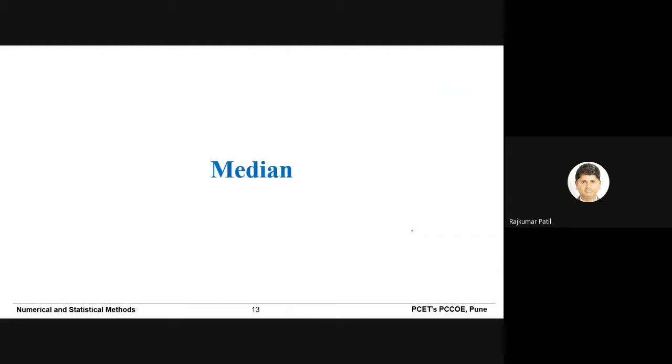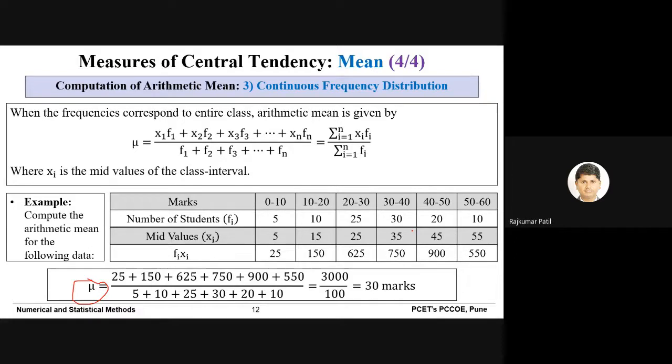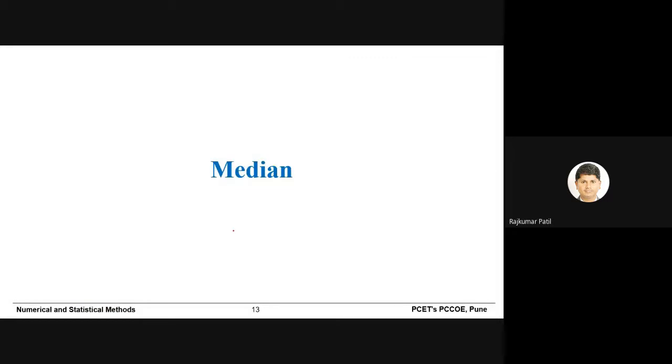Okay, so these are the 3 types of arithmetic mean, where individual observation, discrete frequency distribution and continuous frequency distribution we discussed. Now we will move to median. Now, why should we go for median? Because mean is one of the central tendencies. Say I gave one example in the morning. I will repeat the same.